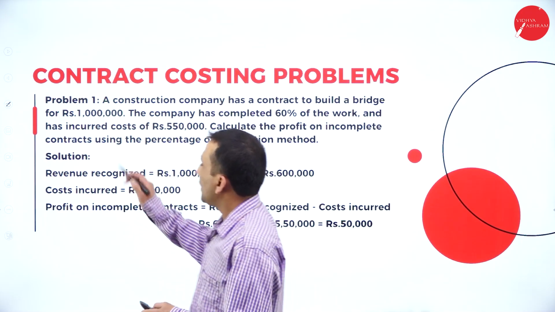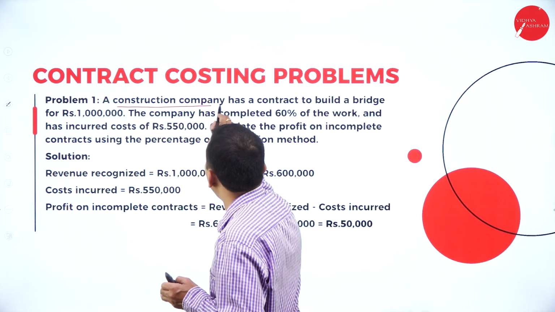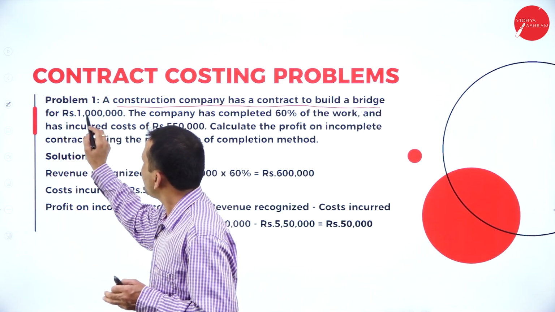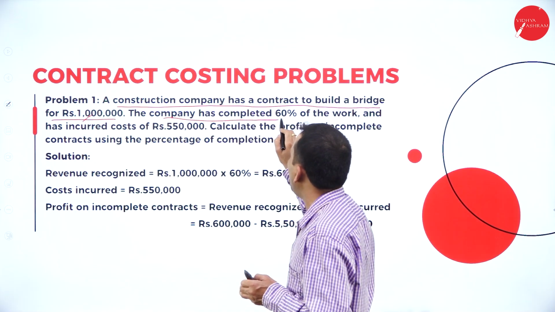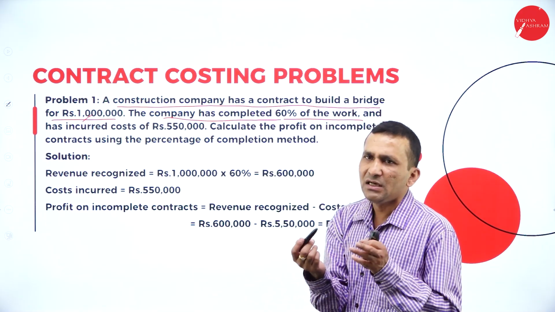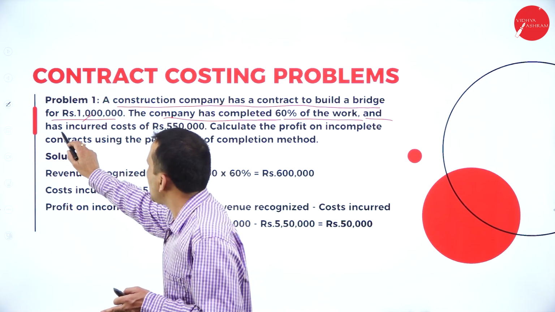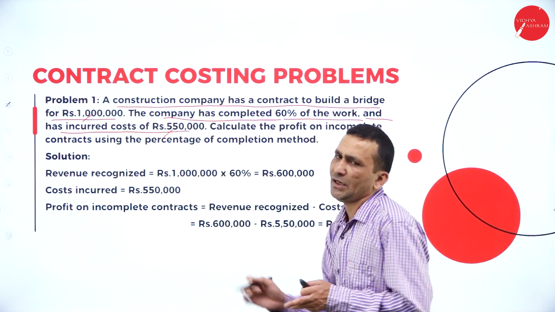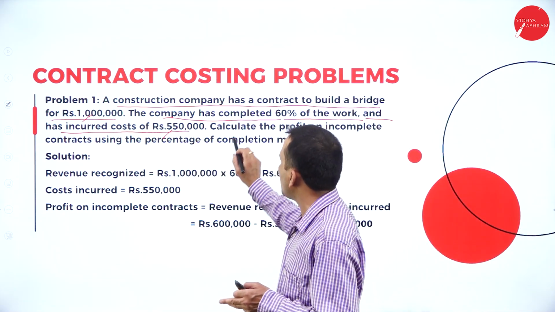Okay, so moving on, there is one simple question. A construction company has a contract to build a bridge for 10 lakhs. The company has completed 60% of the work. 10 lakh, 60% means now you will get 6 lakh. And the cost incurred is 5,50,000, the cost for the construction.